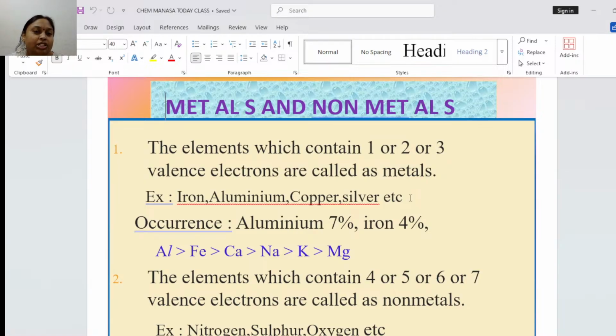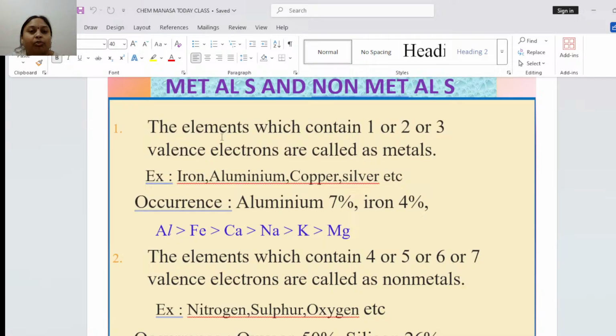So metals and non-metals is a major important chapter. It keeps having a connection with our daily life. That's why, let us move on to the concept explanation. Let us start with the metals and non-metals topic. First of all, what is meant by metals?